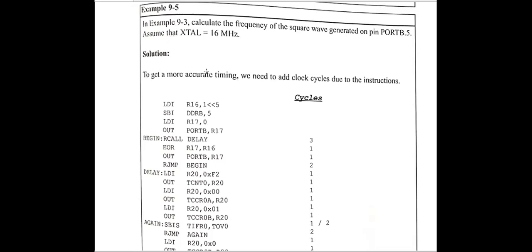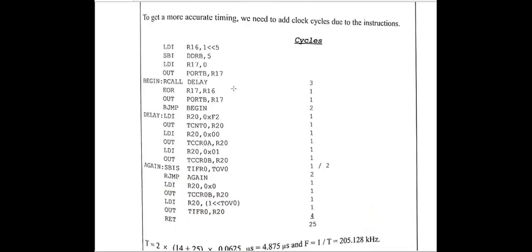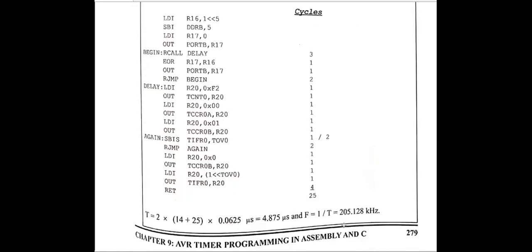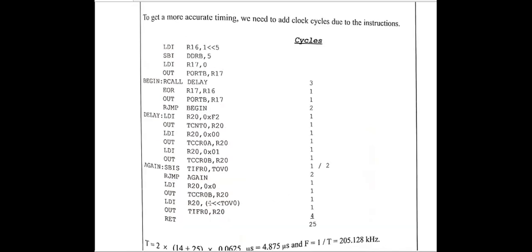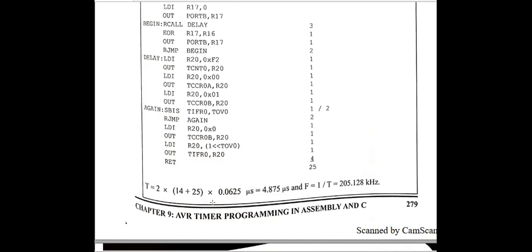To get more accurate timing, we need to add the clock cycles due to the instructions. So we are adding clock cycles for each command. This will be called 3 times. The delay has 3 cycles, and this one again has 2. This simple EOR has 1. Then all are 1. Just this SBIS is 1.5, and this reset is 4. So it's actually 25.